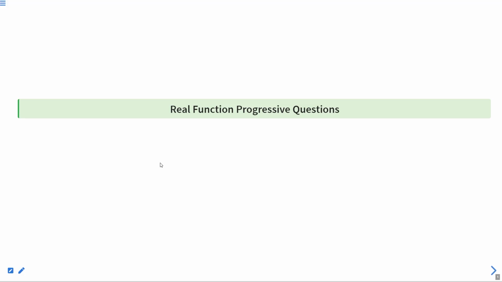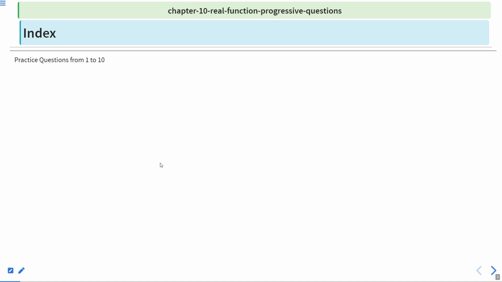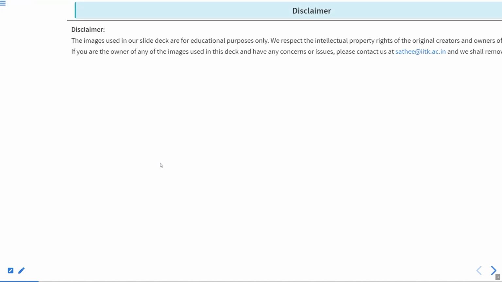Hello everyone. In today's lecture, we will see some questions based on real function. And the title is real function progressive question, right? So practice questions from 1 to 10.